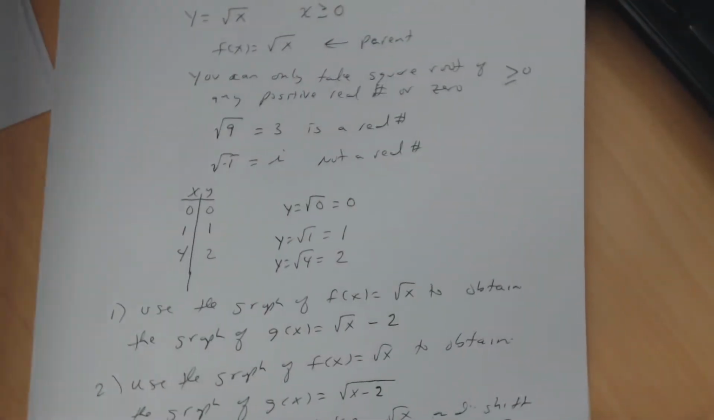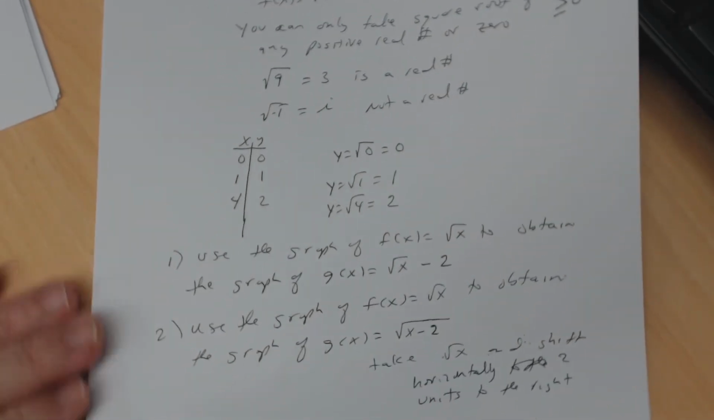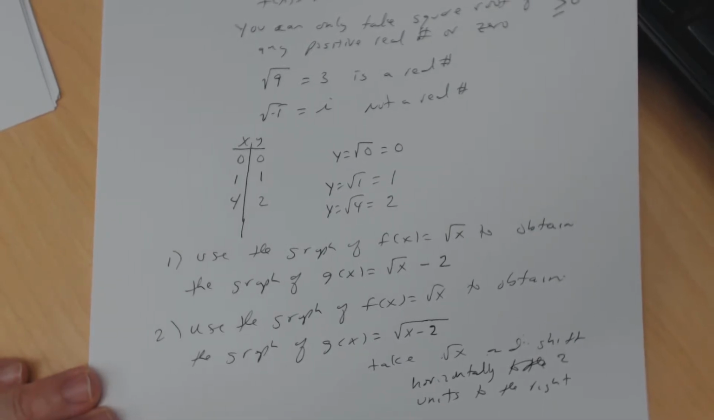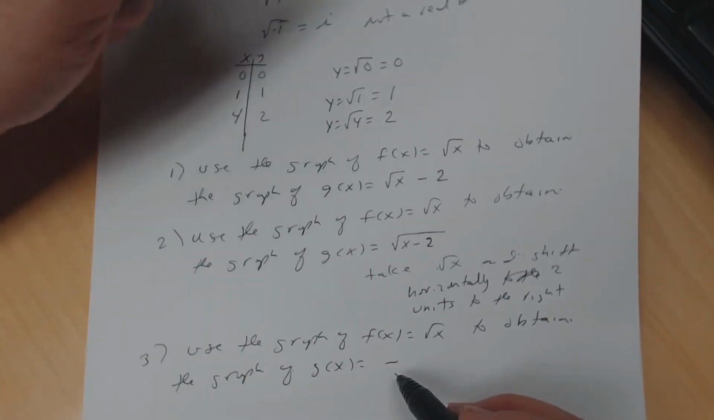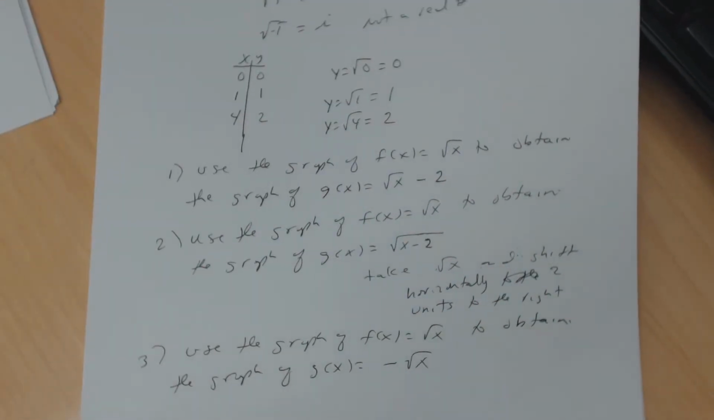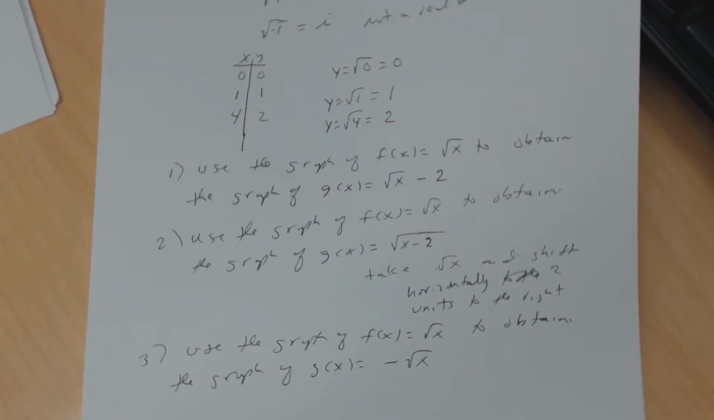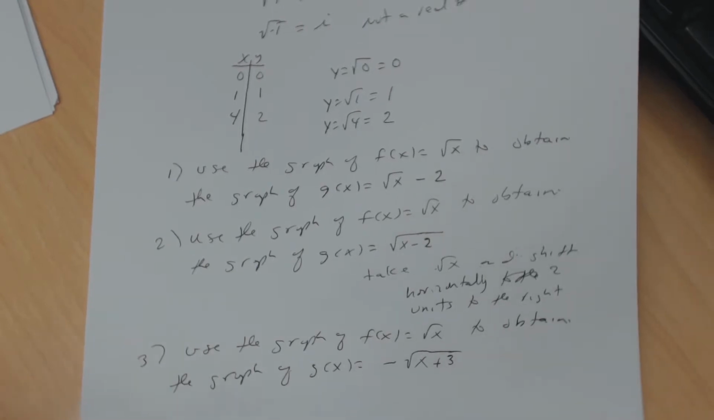All right, number 3. Let's suppose we had this. Use the graph of f of x, which equals the square root of x, to obtain the graph of g of x, which equals, now let's do a reflection. Let's say the reflection is the negative square root of x plus 3. Let's do that.